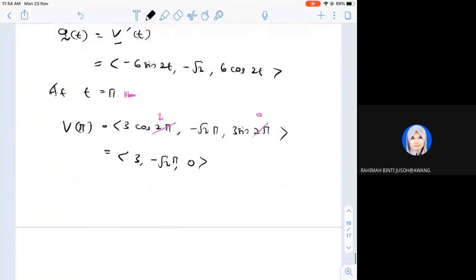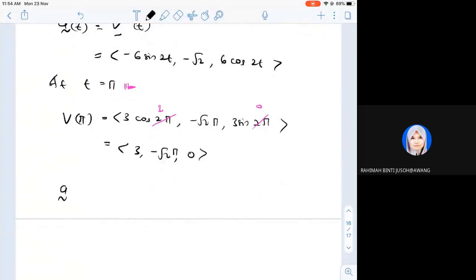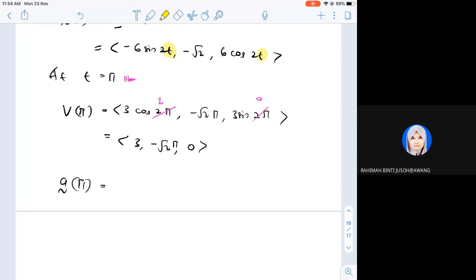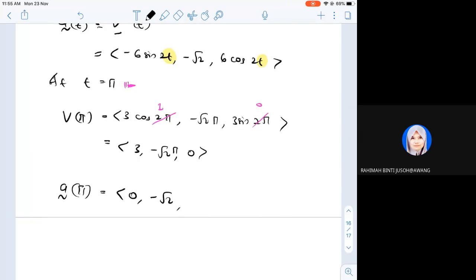Okay, so settle. And then you can find acceleration at time t equals pi. So substitute pi here and here. So negative 6 sin 2 pi, of course we can have 0, then negative square root 2, and 6 cos 2 pi is 6. Alright, so like that.